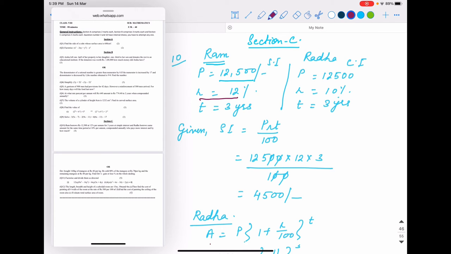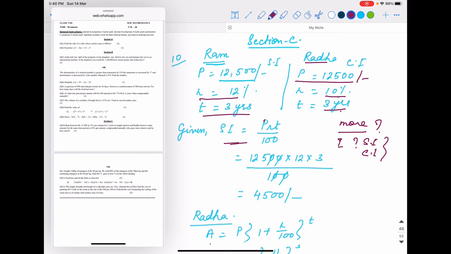Rate is 12%. Time is 3 years. But Radha borrows 12,500 rupees at compound interest, 10% rate of interest per annum, and time is 3 years. So the question is, who pays more interest and by how much? We have to find out first what the interest is, whether it is SI or CI, in both cases.